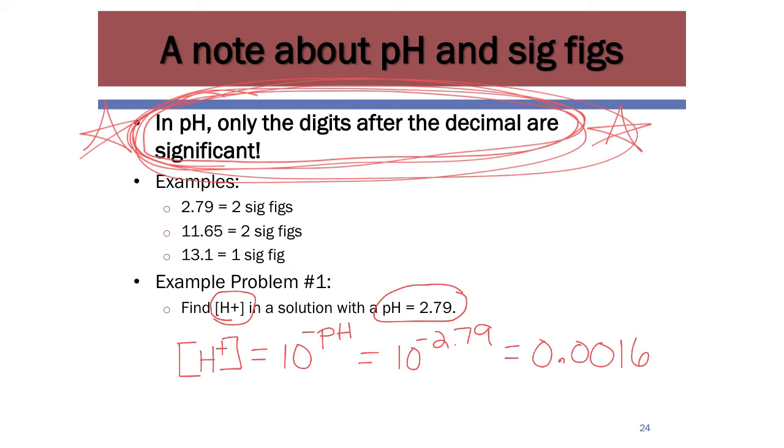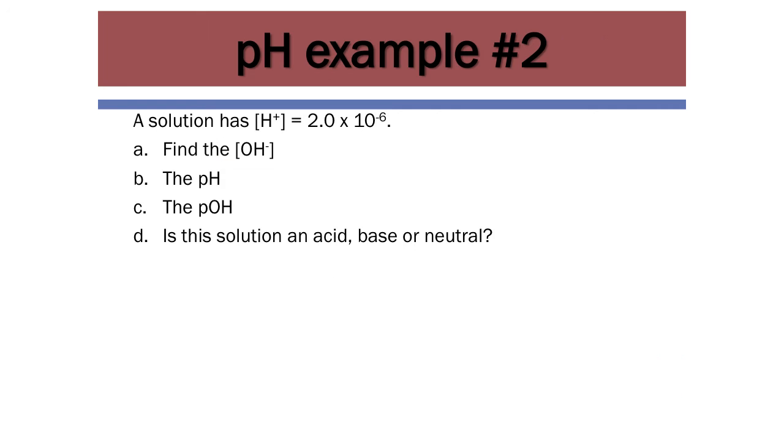This has two significant figures, so we would want our concentration to have two significant figures. Of course, we could express this in scientific notation also. Additionally, we could have found the pOH and the hydroxide concentration had they asked us to do those things.